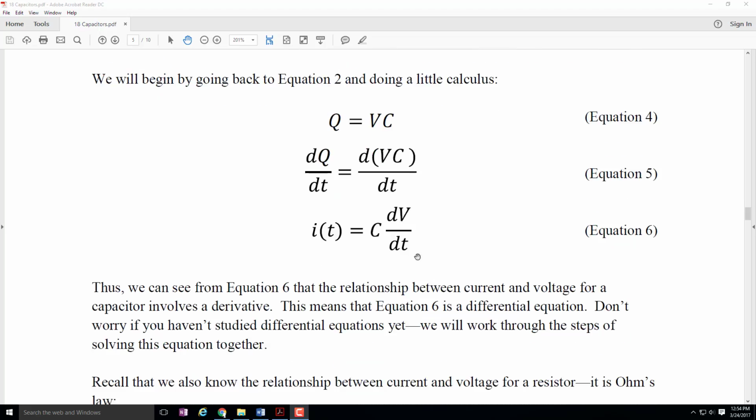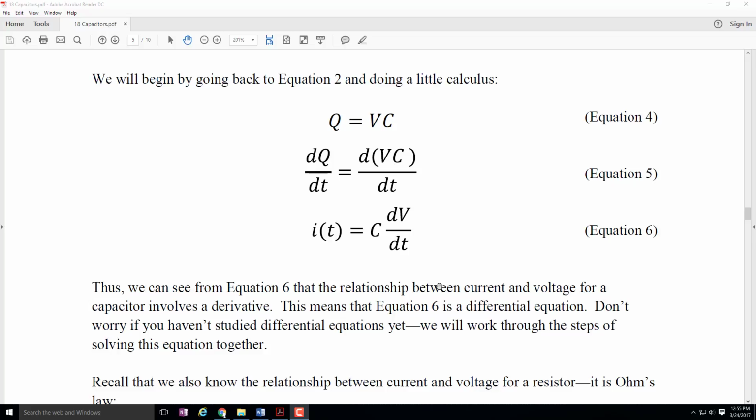So I end up now with equation 6, which is one of the fundamental equations for capacitors. I of the capacitor, the current going through the capacitor, is equal to C, the capacitance, multiplied by the time rate of change of the voltage. That is the fundamental definition of a capacitor's operation. And you'll also notice that it's a differential equation. Now, I know that most of you haven't studied differential equations yet. That's no problem. We're going to solve it together, so you don't need to stress out about it.